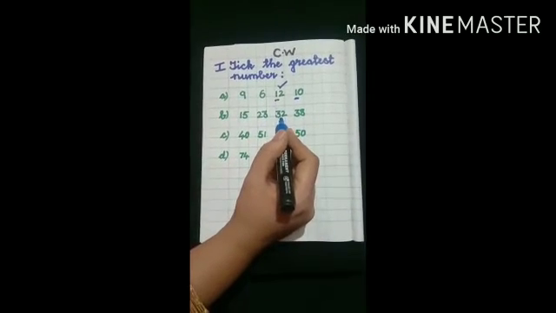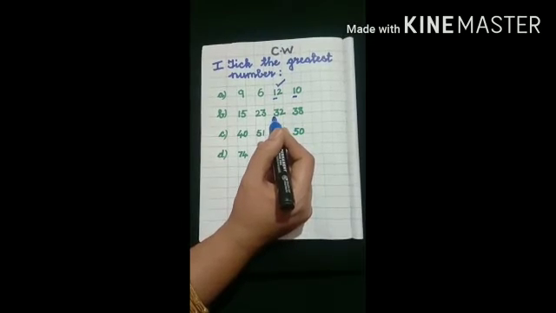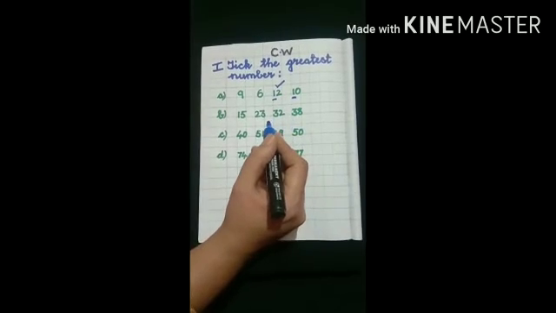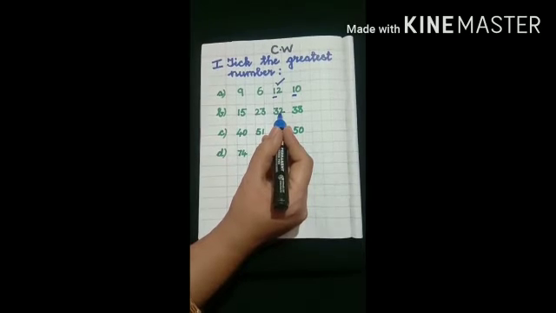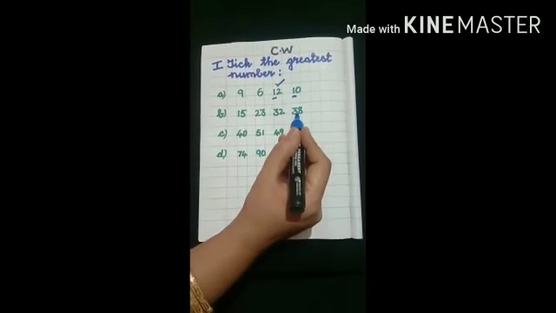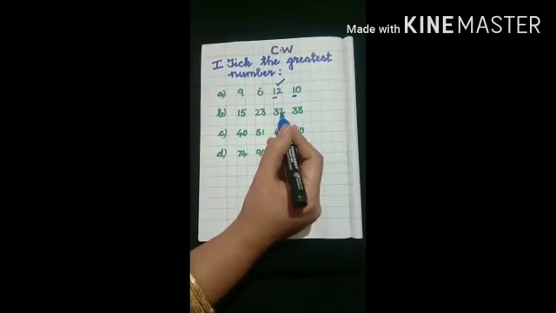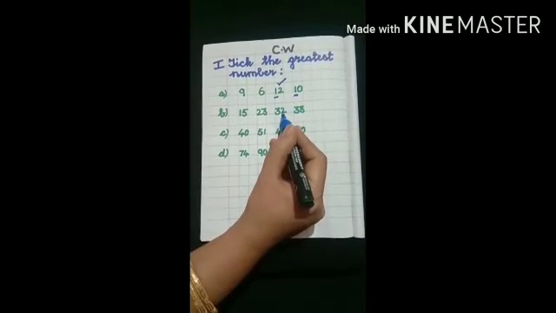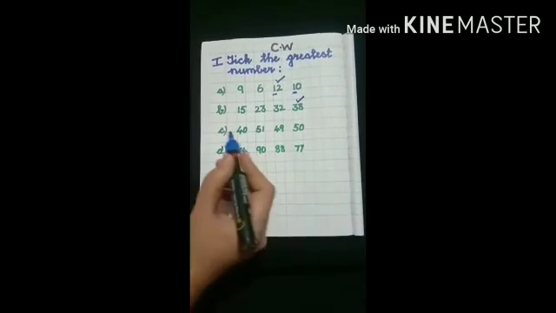Let us compare 32 and 38. In 32, the first digit is 3 and in 38 also first digit is 3. Now check the next digit. Here the next digit is 2 and in 38 the next digit is 8. 2 is greater or 8 is greater? Yes, 8 is greater than 2. So 38 is the greatest number.